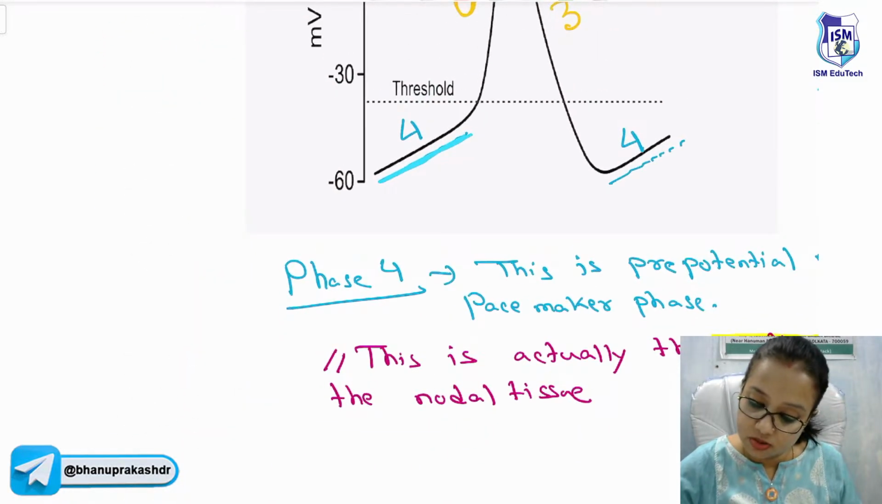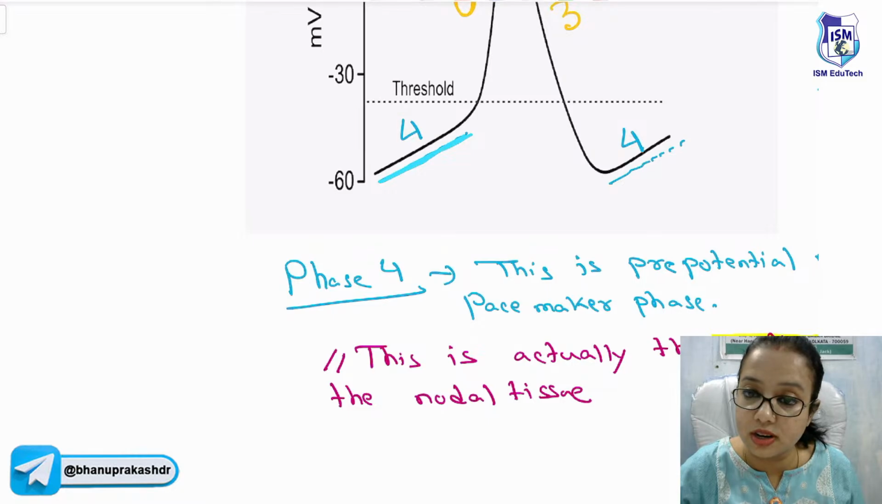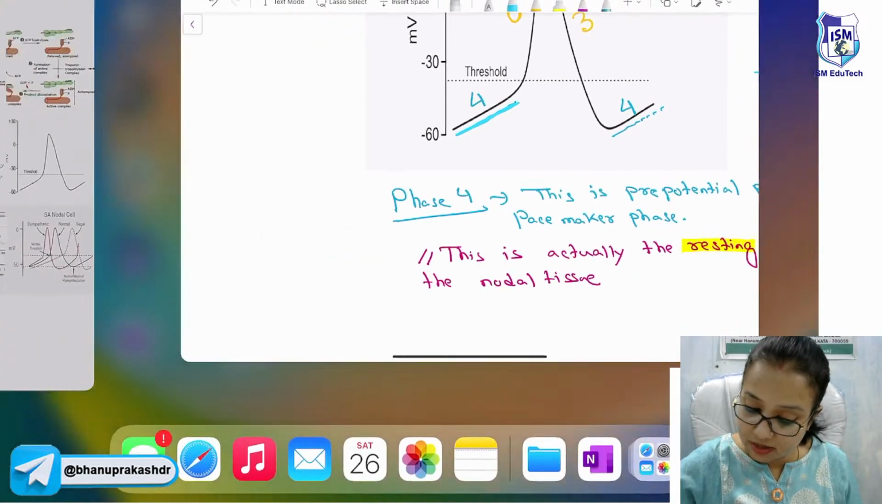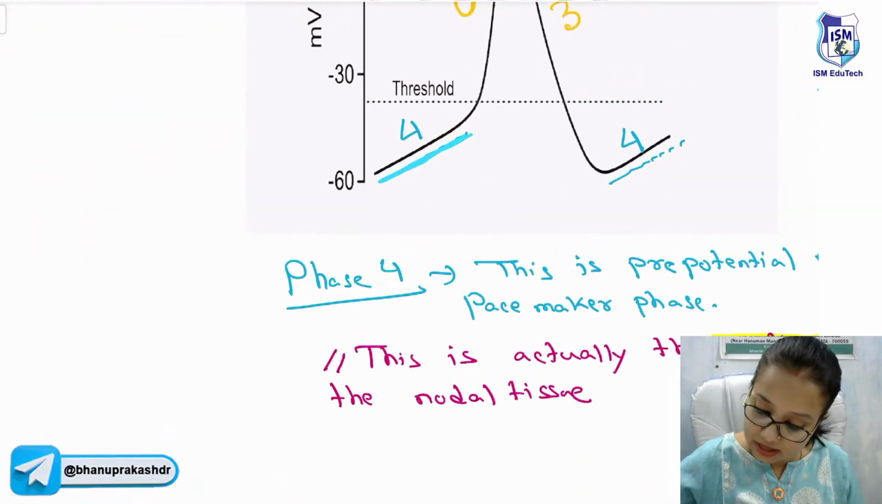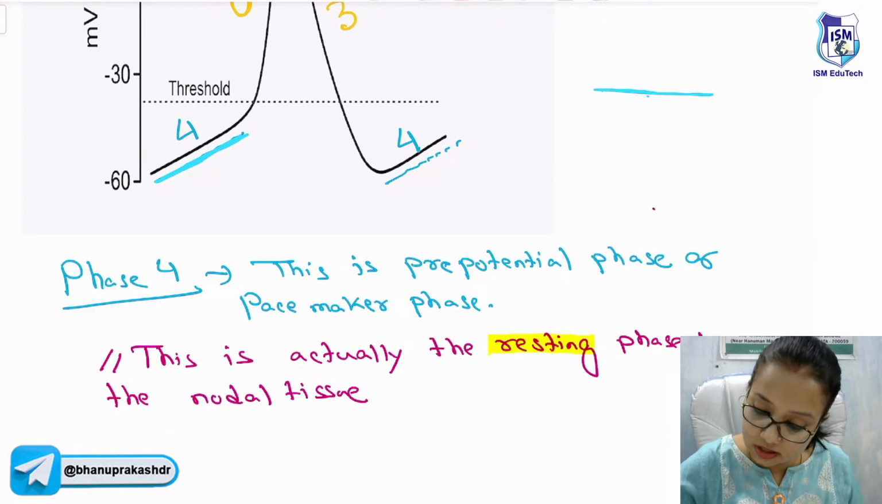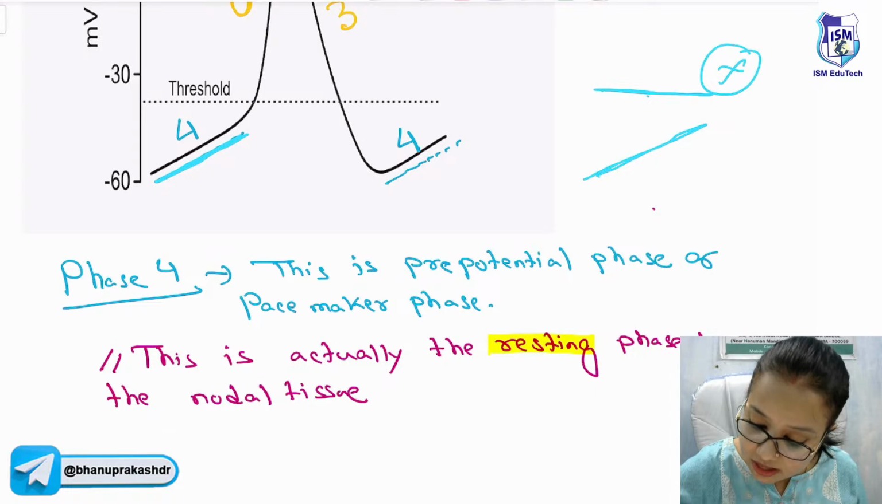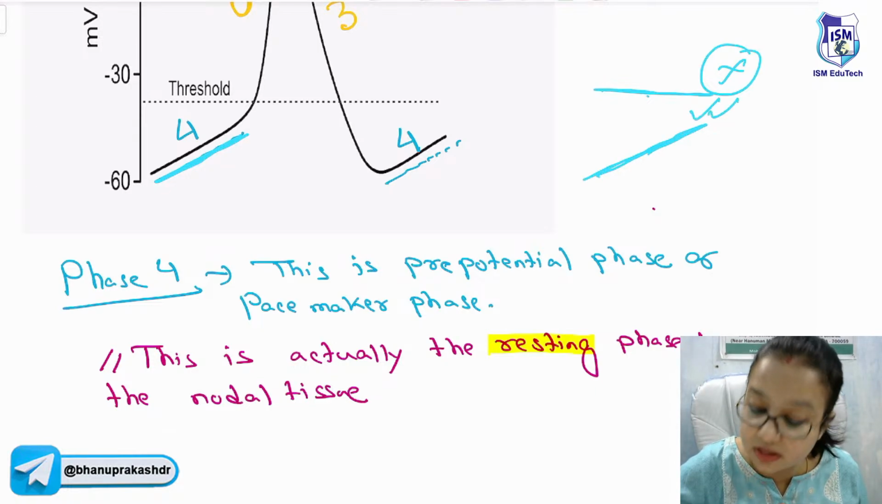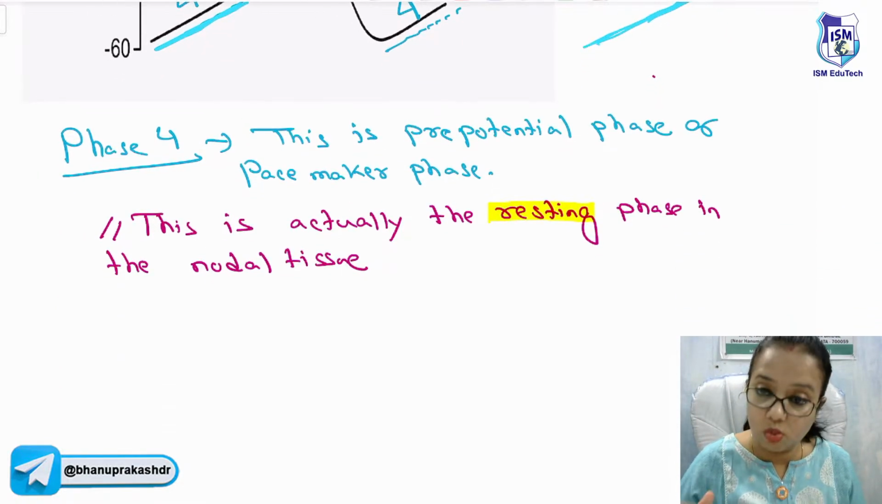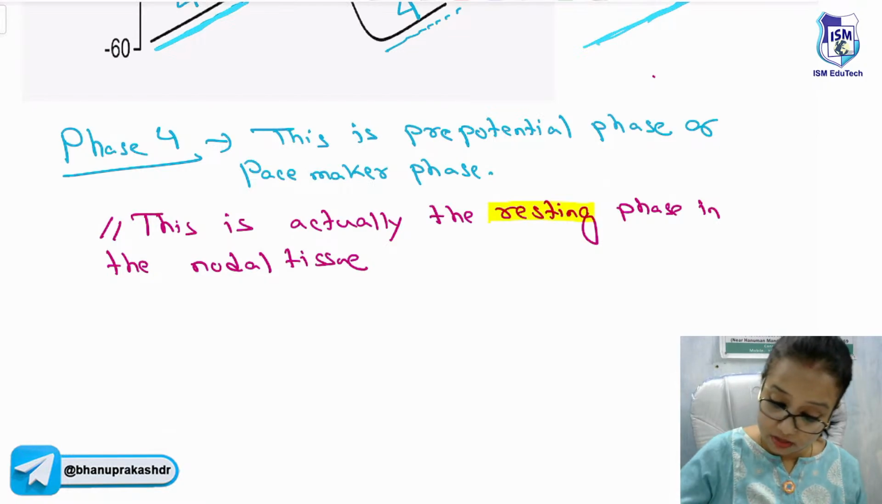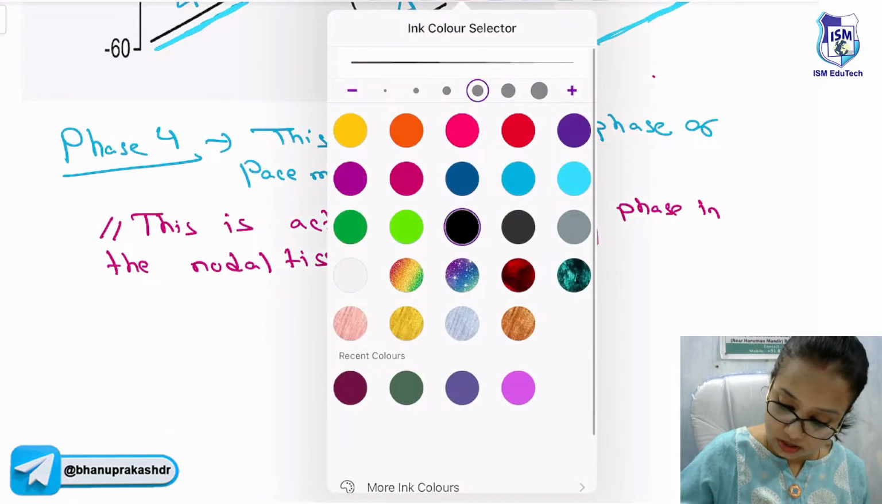Whereas here you see the resting phase is not actually quiet. It is something like upsloping. It is not resting, it is upsloping, which means it is unstable. This is the resting phase. So what is the ionic basis of it? What makes it so unstable?